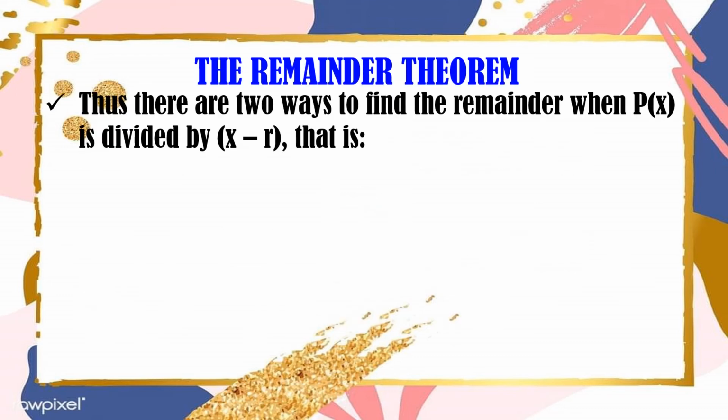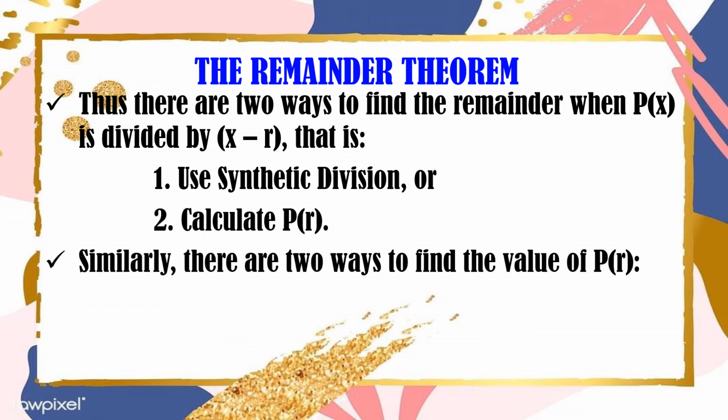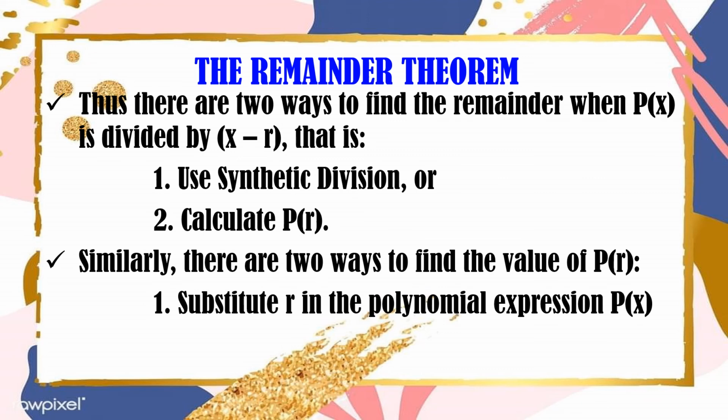Thus, there are two ways to find the remainder when p of x is divided by the quantity x minus r. That is, first, use synthetic division, or second, calculate p of r. Similarly, there are two ways to find the value of p of r. First, substitute r in the polynomial expression p of x. Second, use synthetic division.